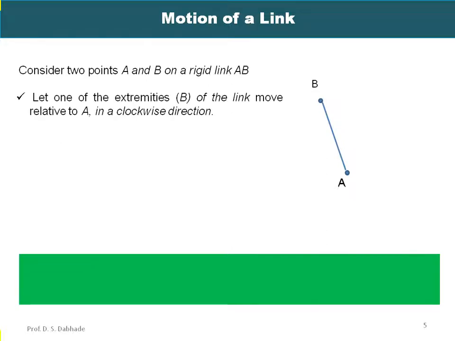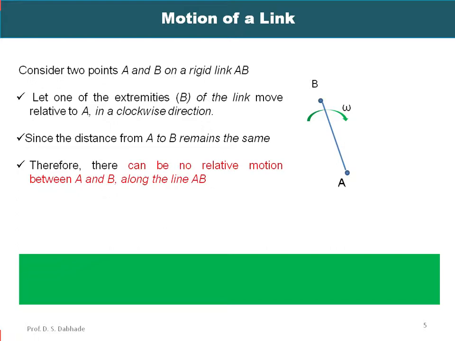Let one of the extremities of the link move relative to A in the clockwise direction. So we have considered that point A is fixed, and the end point B is moving in the clockwise direction with some angular velocity. Now here we have considered that AB is a rigid link, so it is obvious the distance between A and B remains the same. The length of this link is not going to change.